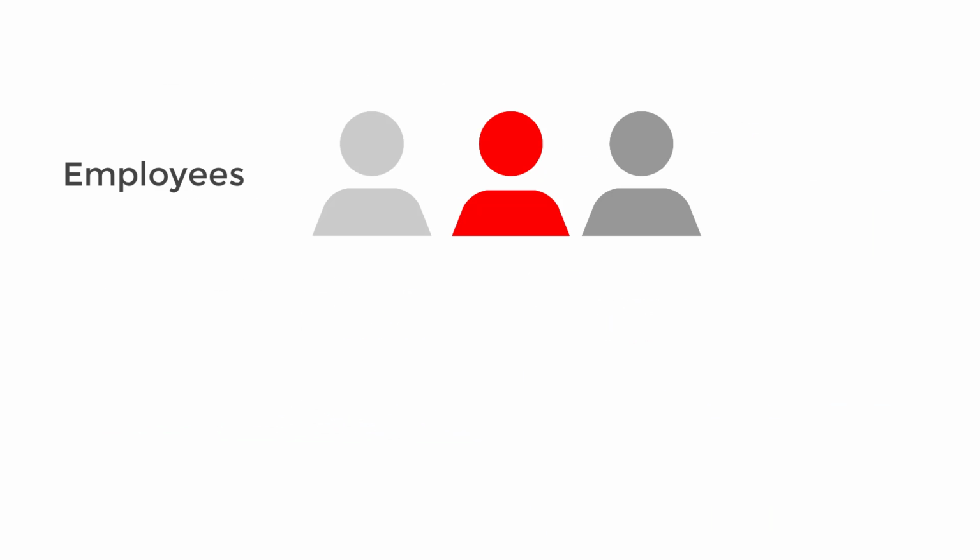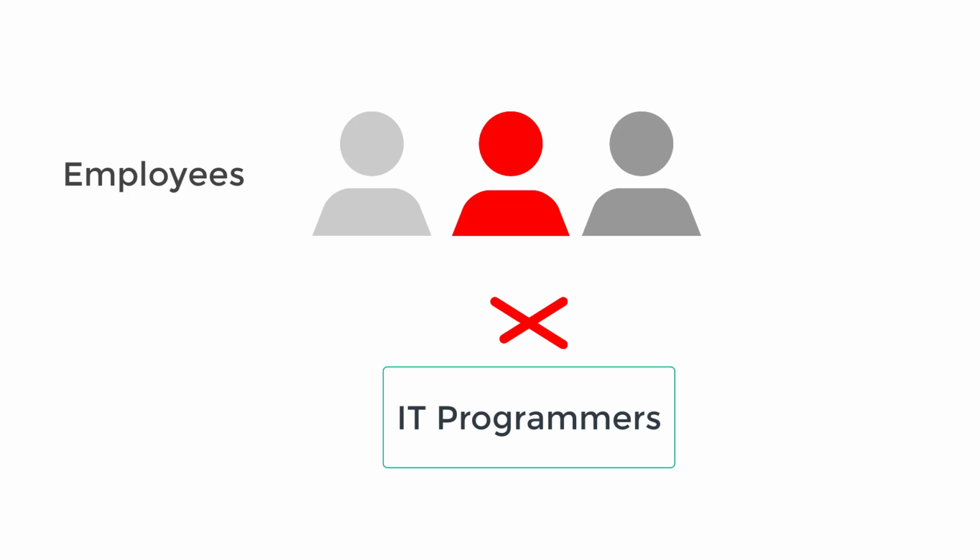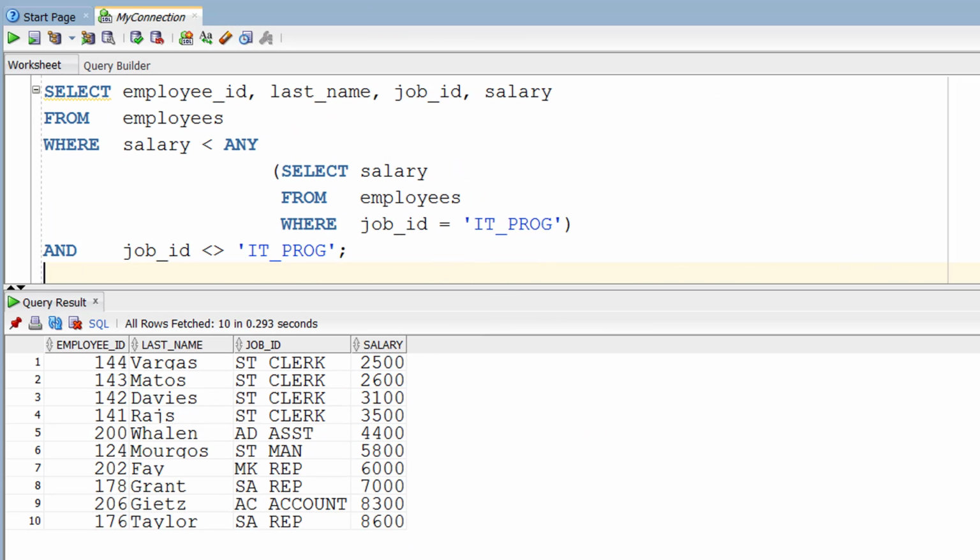Suppose Alice wants a report of employees who are not IT programmers and whose salary is less than that of any given IT programmer. The SQL statement can be written as shown. The maximum salary that a programmer earns is $9,000. Therefore, less than ANY means less than the maximum. Greater than ANY means more than the minimum. Equal to ANY is equivalent to IN.